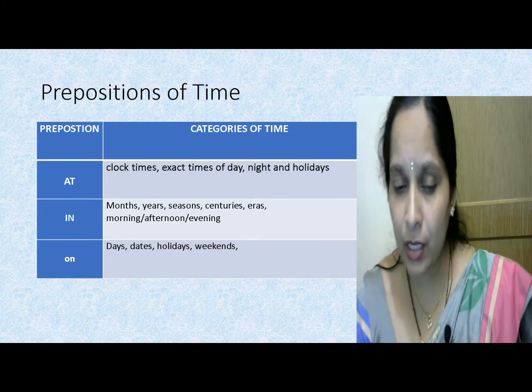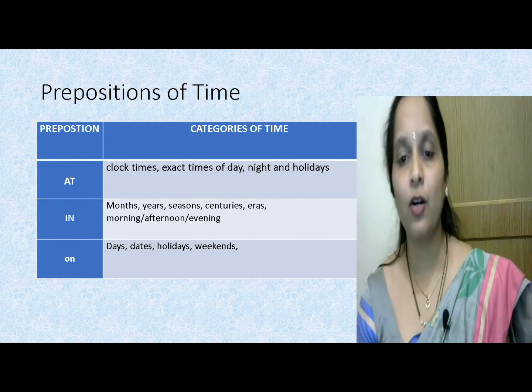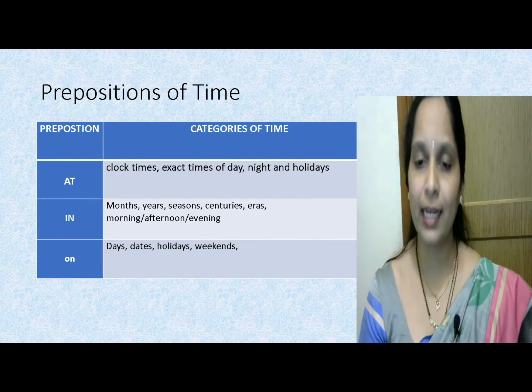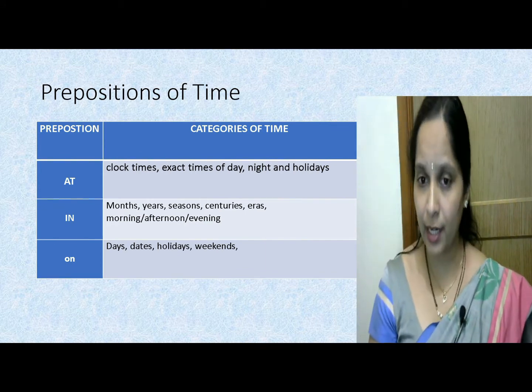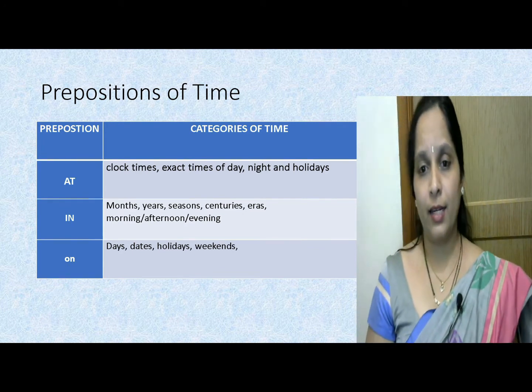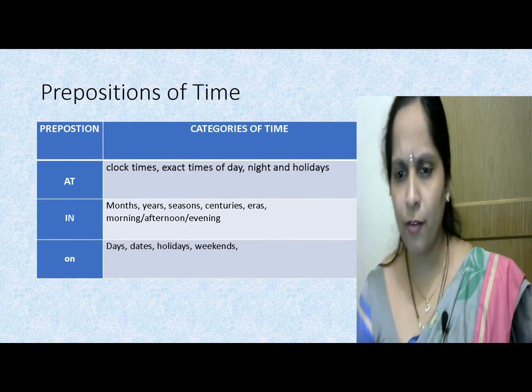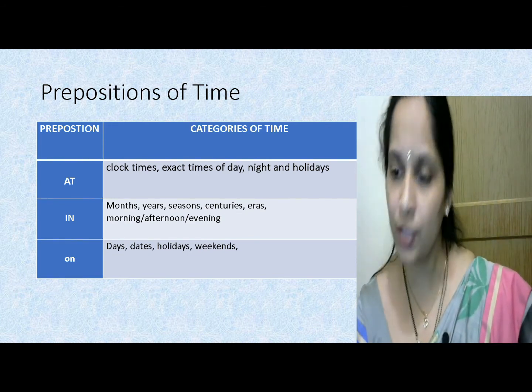In, when are we using in? Say for example, when did we get our independence? We got our independence in the year 1947. It's going to rain heavily in the month of June. Correct? And mornings, afternoons, evenings, we are supposed to prefix with the preposition in.